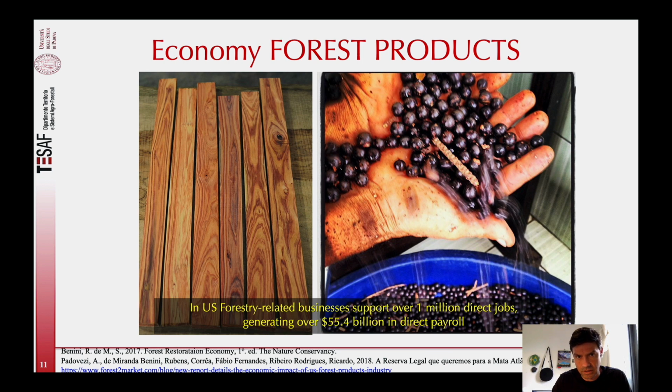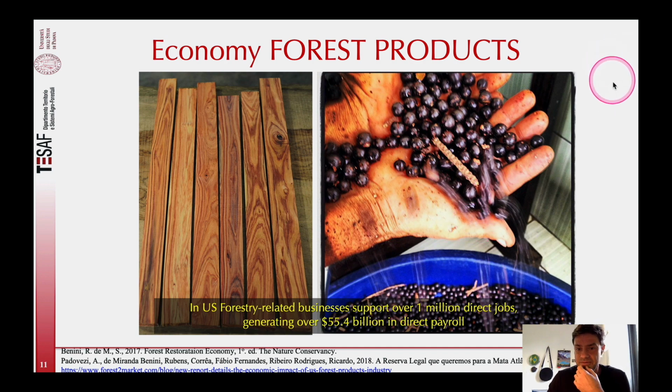Another one is the economic products that forests offer, timber and non-timber products, right? This is a very interesting reference. You can find this reference in those publications. The researcher made an accounting of the size of the forestry market's influence on the U.S. economy, and he found that the forest-related business supports over 1 million direct jobs in the U.S. and generates over 55 billion in indirect payroll. So it's a huge economy.